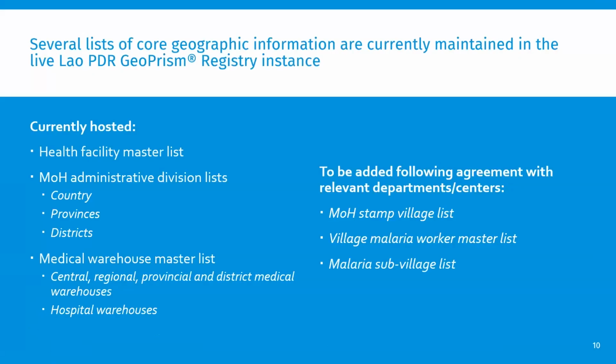Now, about the implementation in Laos. In the live GeoPrism Registry instance, there is, of course, the health facility master list, but there are also the province and district lists, and the most recent list that has been added are the medical warehouses. And other lists that are in progress to be added are a set of village lists and also a village malaria worker master list.